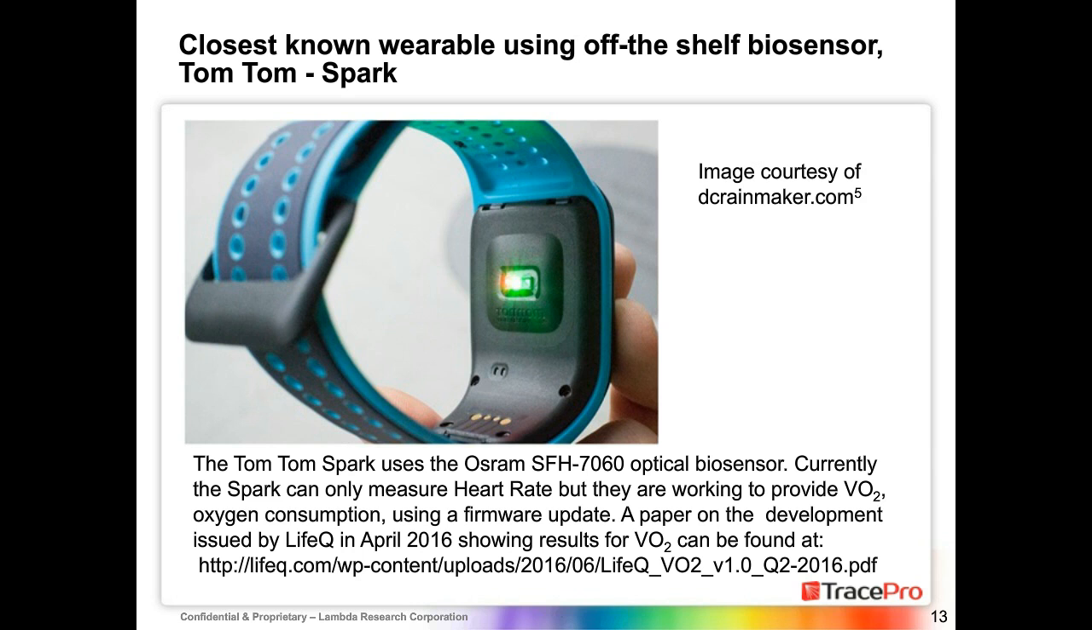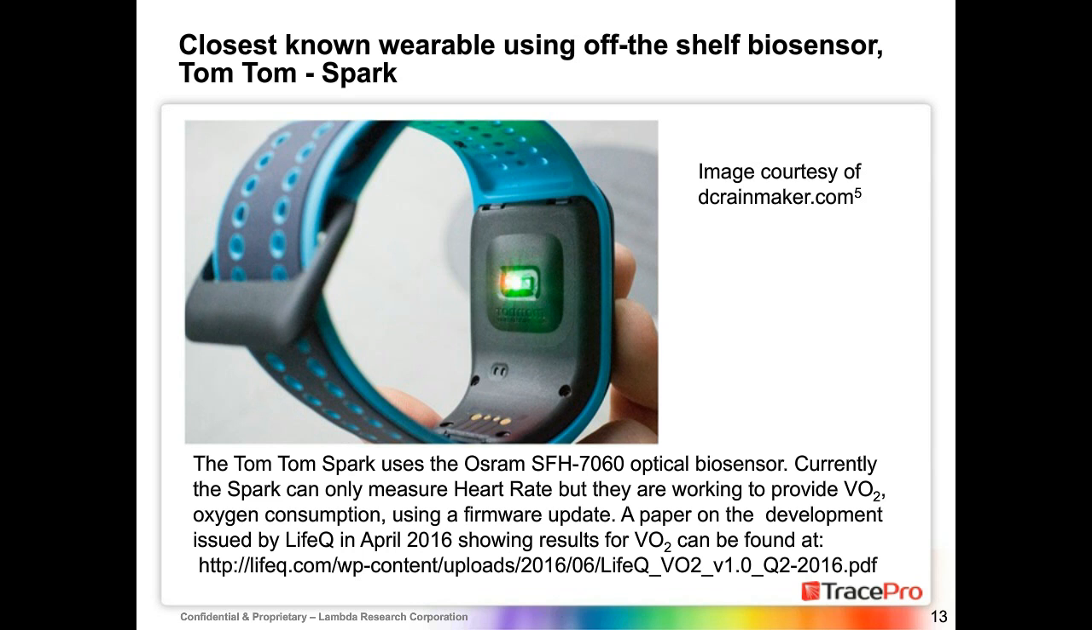Currently, as I understand, they don't have the oxygen heart rate being captured at this point in time with this device. But they're hoping to provide it as a firmware update. And there's a paper on the LifeQ website that talks about this, and I'm including that website information down here at the bottom of this particular slide.